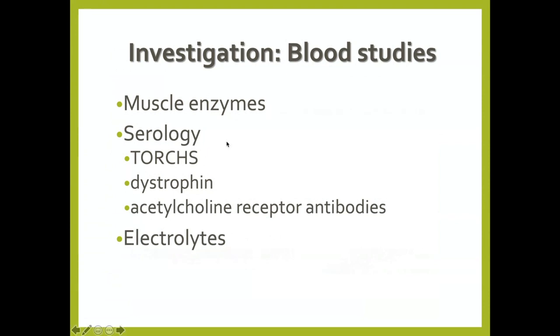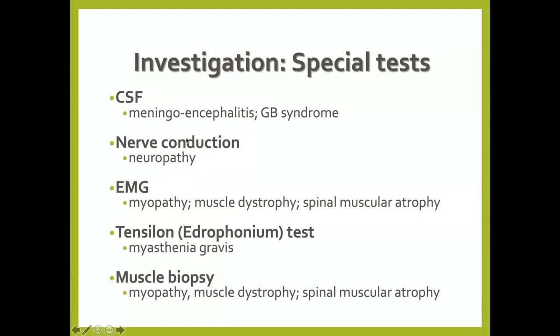Other investigations that may be important include muscle enzymes if you think the child has muscle disease, serology for TORCHes or dystrophin or acetylcholine receptor antibodies or genetic studies, electrolytes, and special studies, which would include CSF if you think the child has meningoencephalitis or Guillain-Barré syndrome. If you think the child has a neuropathy, you want to order a nerve conduction study. If you think the problem is at the level of the muscle, you want to order an EMG. If you think there's myasthenia gravis, you'd want to do a tensilon test as well as order acetylcholine receptor antibodies. And a muscle biopsy may be useful if the child has muscle disease or spinal muscular atrophy.